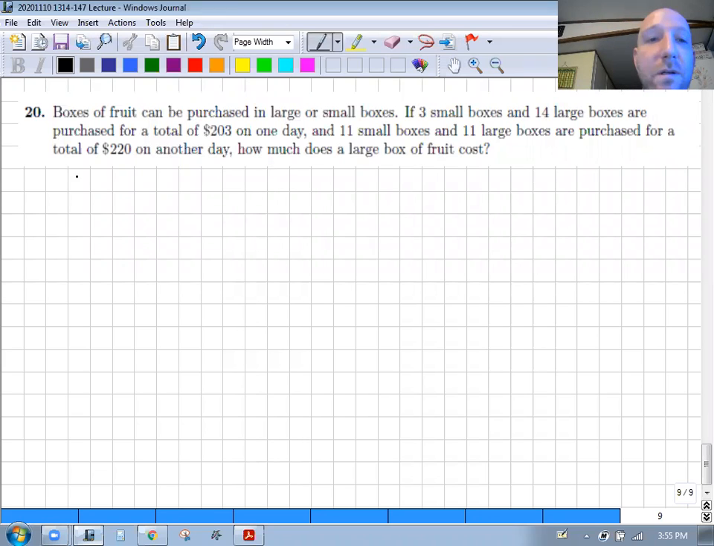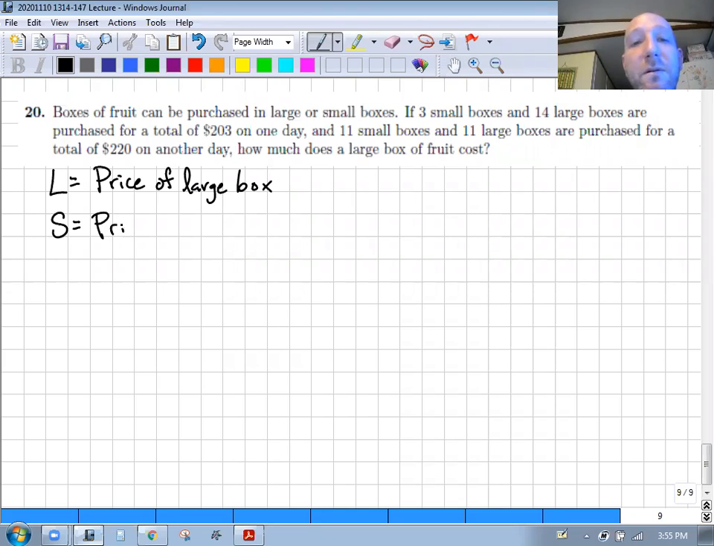Well, let's make one of our variables L, price of large box. And let's make our other variable S, price of small box, right? So they're asking us how much does a box of fruit cost, specifically the large ones, but we'll solve for both of them.